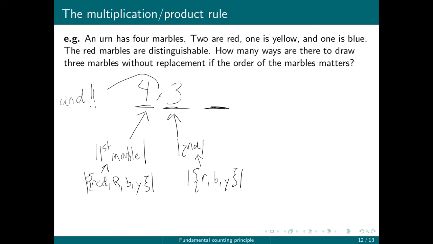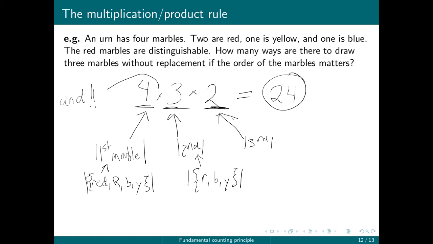So that's going to be multiplication. And then for my third marble, I only have 2 options left. I have to pick a first one, and I have to pick a second one, and I have to pick a third one. So the number of ways that can happen is 4 times 3 times 2, which is 24. So we could have solved this problem without having to enumerate all 24 of those options like we did.